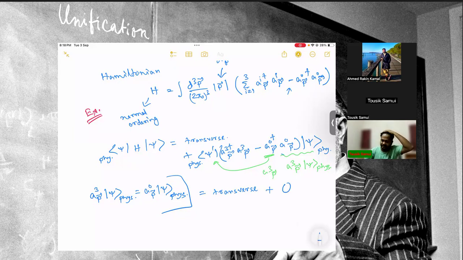So only the transverse components will contribute in any physical state. That's the beauty: even if we don't impose the transversality condition on the operators or the degrees of freedom, we are able to modify the Hilbert space in such a way that the whole Hilbert space that we could create is not relevant. Only the part that satisfies the Gupta-Bleuler condition is our physical Hilbert space.